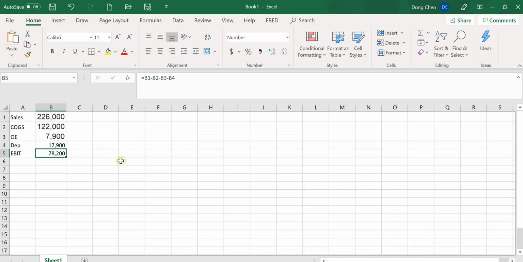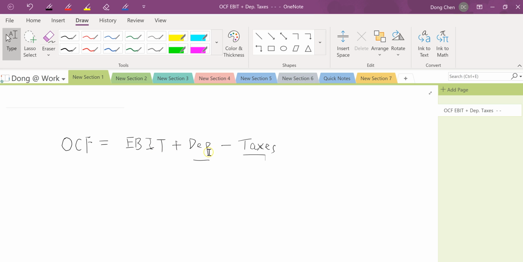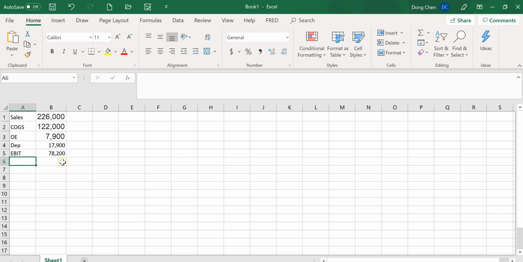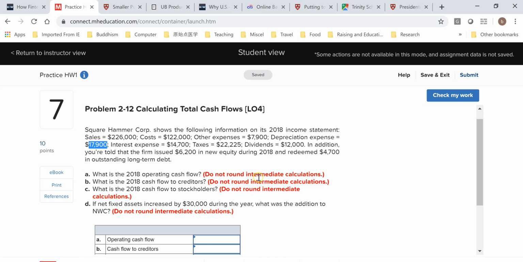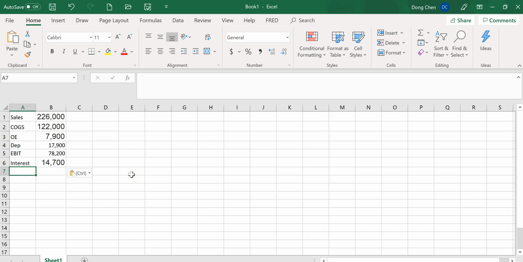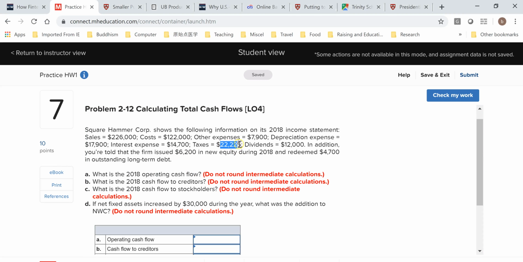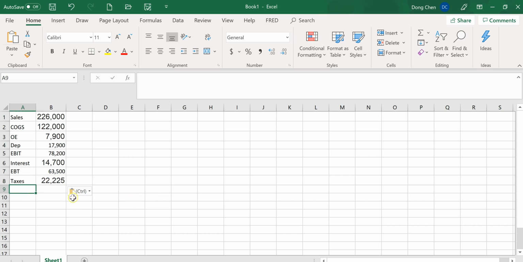So this gives me EBIT. And then back to the formula, we need to add back the depreciation and minus taxes. So why don't we construct the income statement. The next item on the income statement is the interest. So interest is right here. Hence the EBT is simply the difference between EBIT and this interest. And the next item is simply the taxes. Taxes is right here. Just copy the number. And finally, my net income is EBT minus taxes.